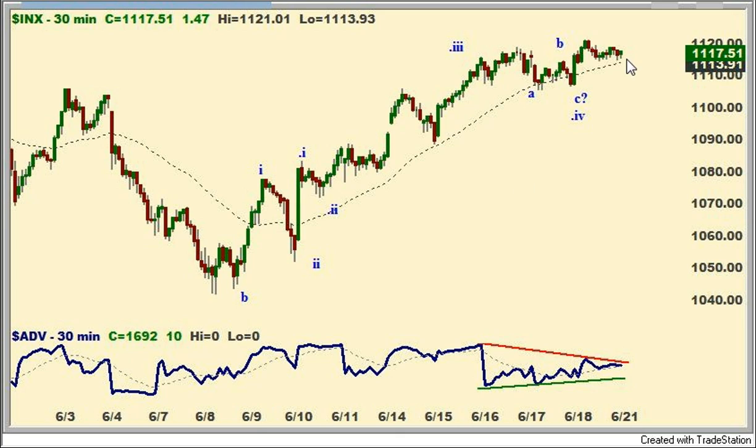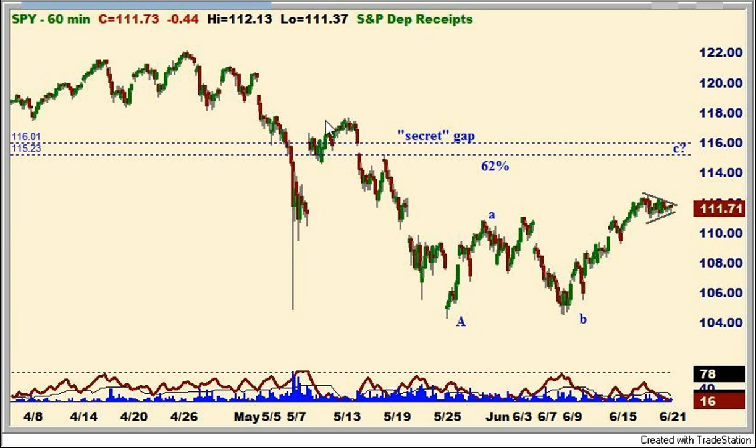I think that the current pattern we're in right here labels as a small degree wave 4. We can argue about the details of how to count this rally out, but I do think that this is a small degree wave 4, and there's even a contraction on the advanced decline line. Here again is that secret gap that I mentioned.